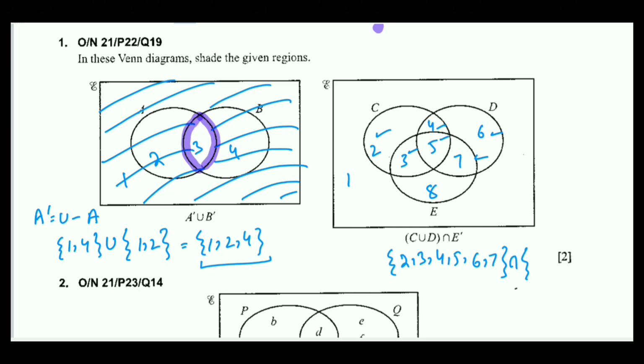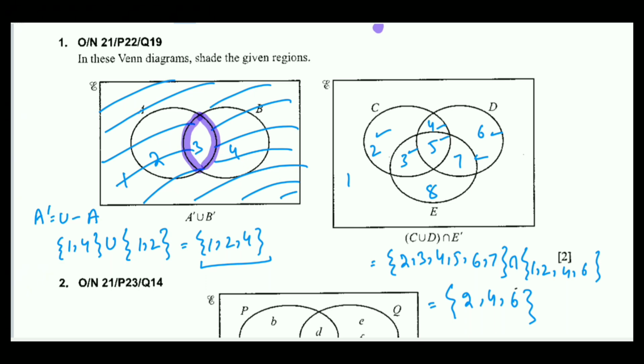So which values are left? 1, 2, 4 and 6. Now what will we do? Intersection. Intersection means common values from both sets. So which values are common? 2 is common in both sets. 4 is common in both sets. 6 is common in both sets. So this is our required answer.